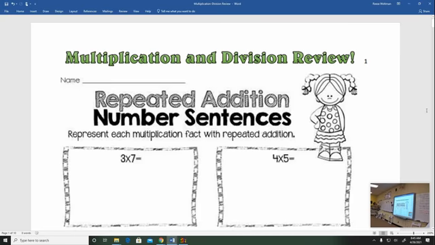First page right here. So what I want to do really quickly is just run through what's in the packet, what we're going to do. One of the reasons that we're doing this multiplication and division review is because I noticed when we were doing the state test practice, the interim tests, that some of you guys have forgotten some things.